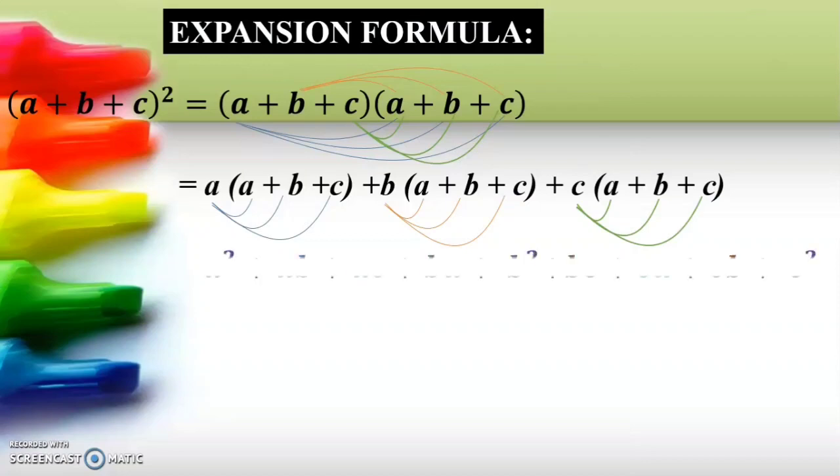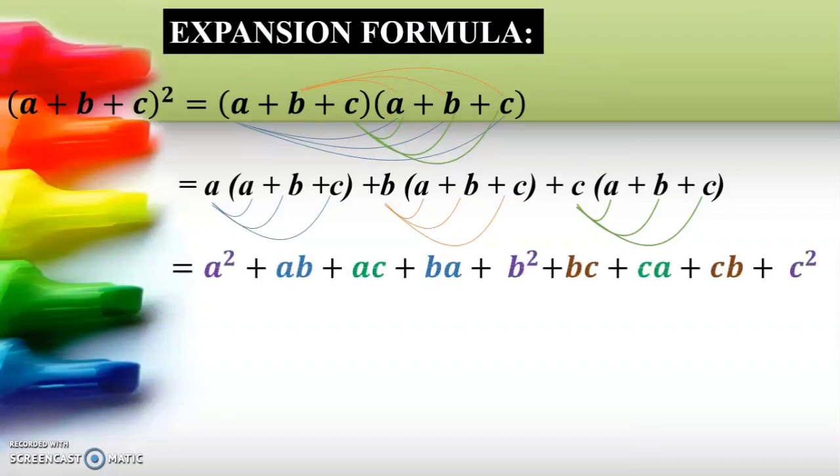That is, we get a multiplied by a, which is equal to a square, a multiplied by b, which is ab, a multiplied by c, which is ac, plus b multiplied by a, which is ba, plus b multiplied by b, which is b square, plus b multiplied by c, which is bc, plus c multiplied by a, which is ca, plus c multiplied by b, which is cb, and plus c multiplied by c, which is c square.